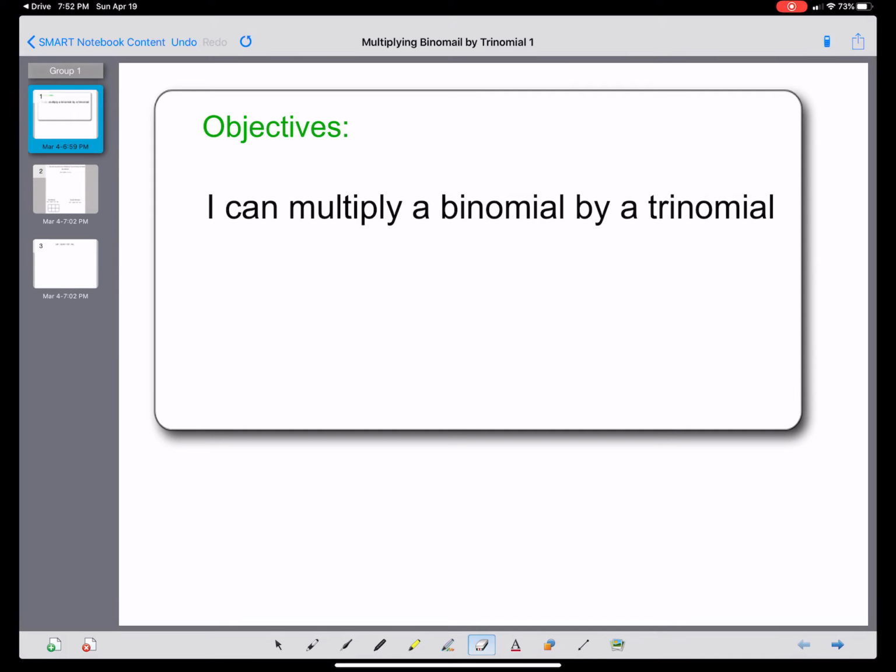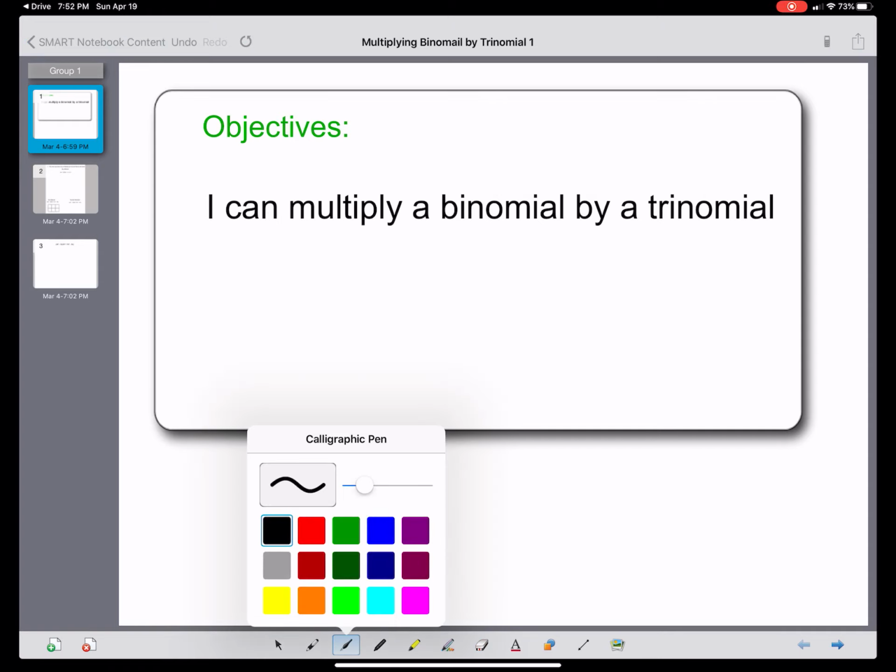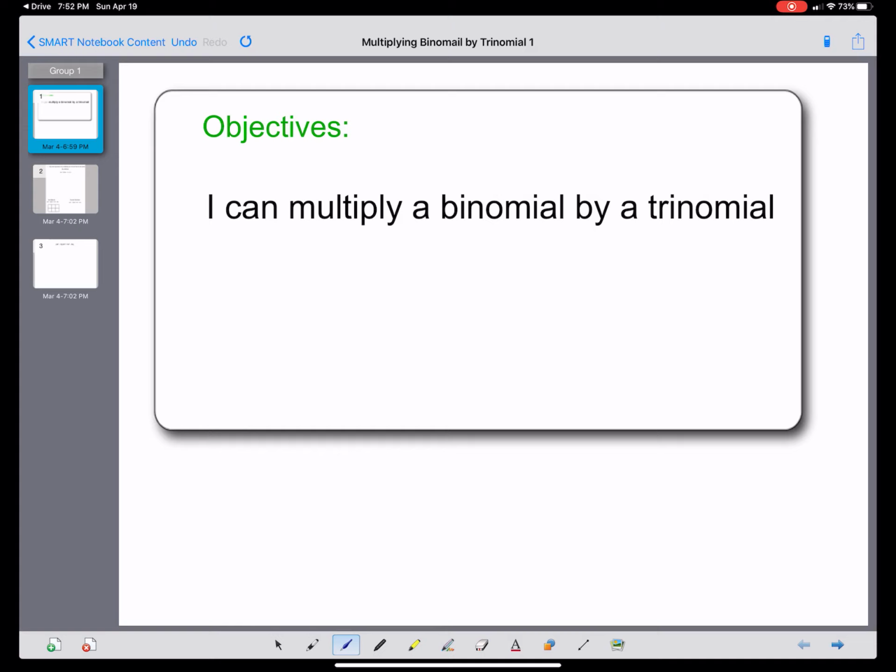Okay, so today we are going to multiply a binomial by a trinomial. So let's talk about this a little bit. What is a binomial? A binomial has two terms. An example of a binomial is, let's go, 3x minus 1. That is a binomial. It has two terms. A trinomial has three terms.